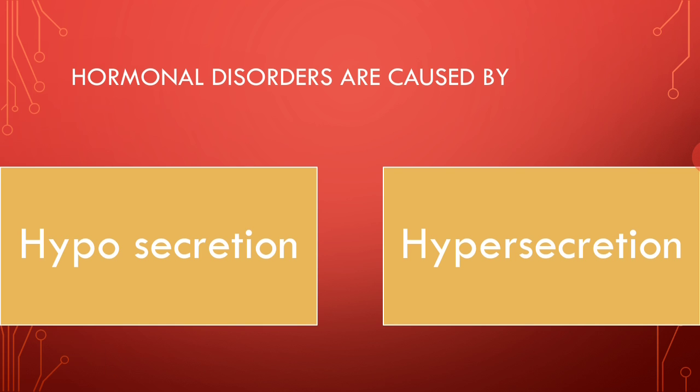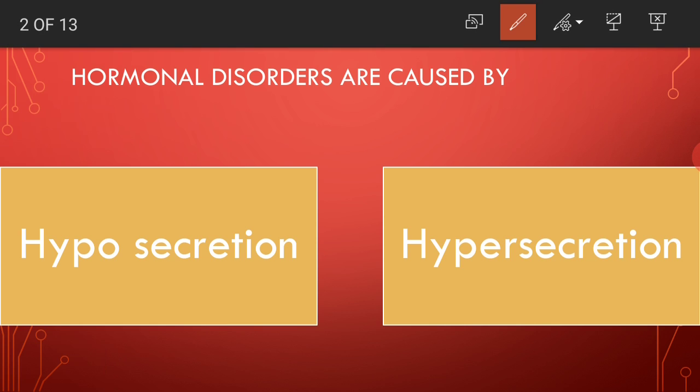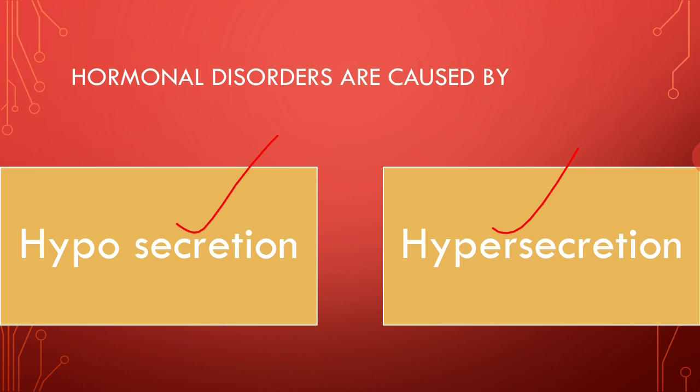Hormonal disorders are caused by two conditions. One is hyposecretion. This is nothing but the less secretion of hormone. And another one is hypersecretion. This is excess secretion of the hormone. So, all hormonal disorders are caused by either hyposecretion or hypersecretion.